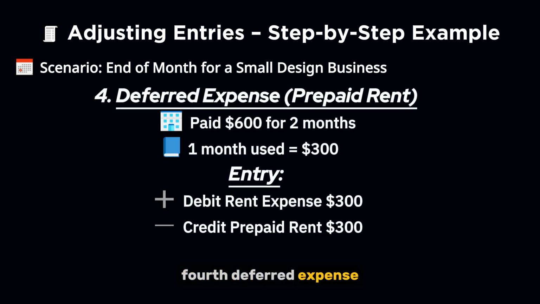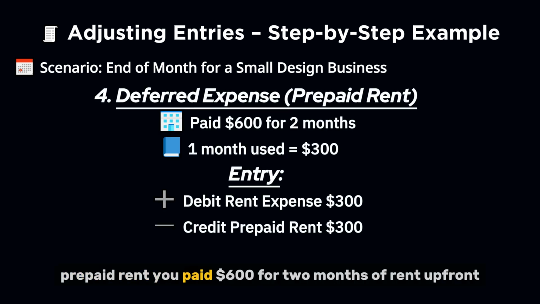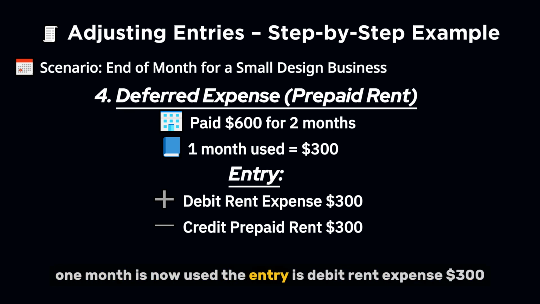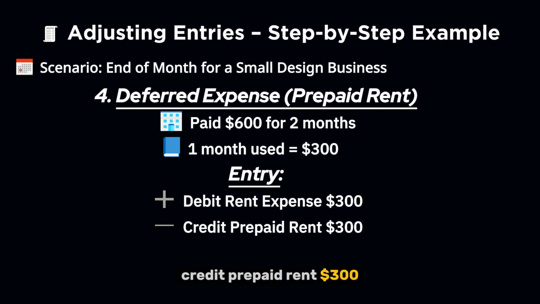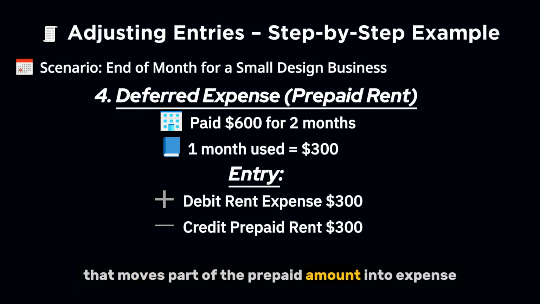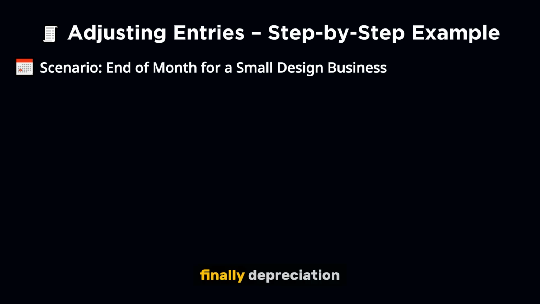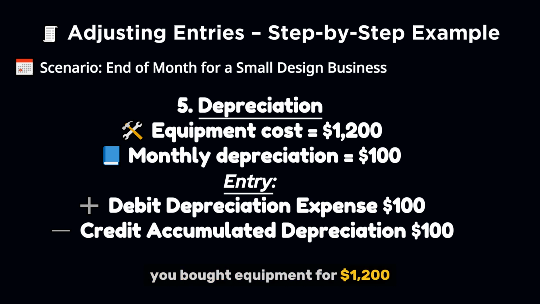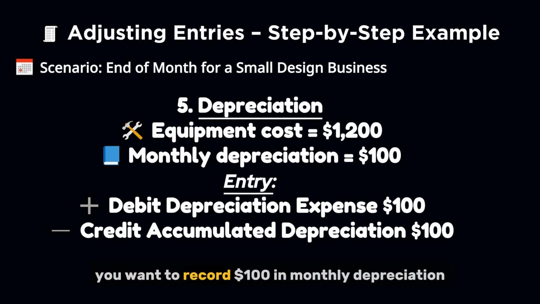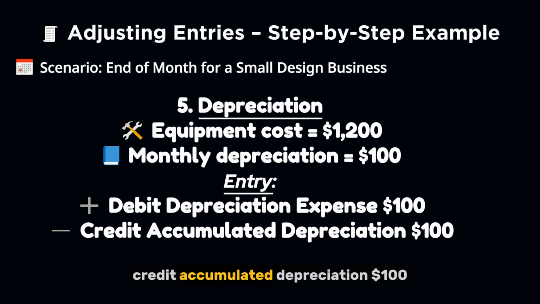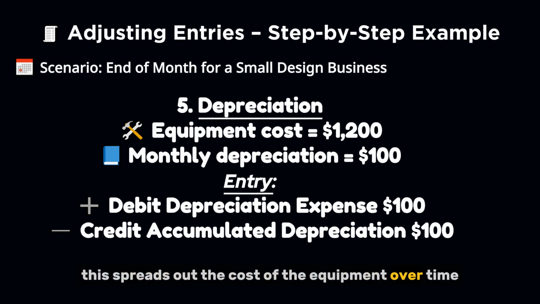Fourth, deferred expense, prepaid rent. You paid $600 for 2 months of rent up front. 1 month is now used. The entry is debit rent expense $300, credit prepaid rent $300. That moves part of the prepaid amount into expense. Finally, depreciation. You bought equipment for $1,200. You want to record $100 in monthly depreciation. The entry is debit depreciation expense $100, credit accumulated depreciation $100. This spreads out the cost of the equipment over time.